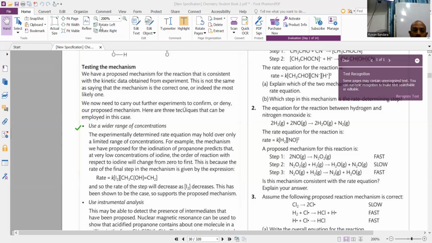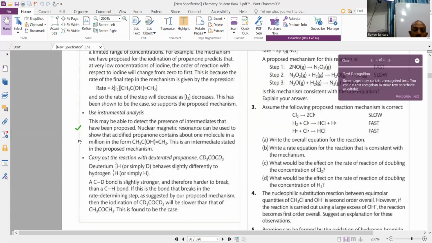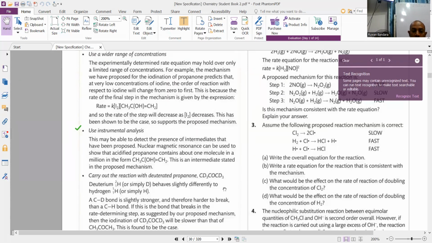Next one, use instrumental analysis. While the reaction is taking place, you can analyze the concentration of each reactant. You let the reaction happen, then you use physical methods, not chemical methods. With instrumental analysis, you can check whether the intermediate has formed or not.